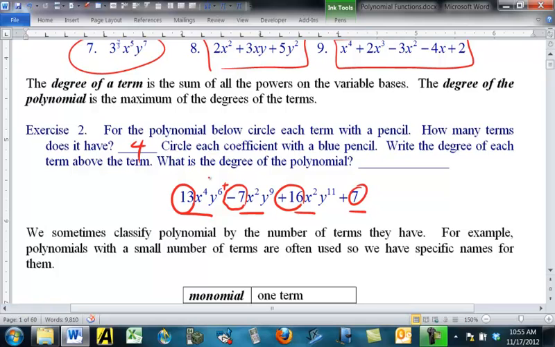The degree of each term: this has a degree 10, because you add those powers up. Add these powers up to get 11. Add these up to get 13. And if it's a constant term, it's degree 0. The biggest of these will be the degree of the polynomial, which is 13.